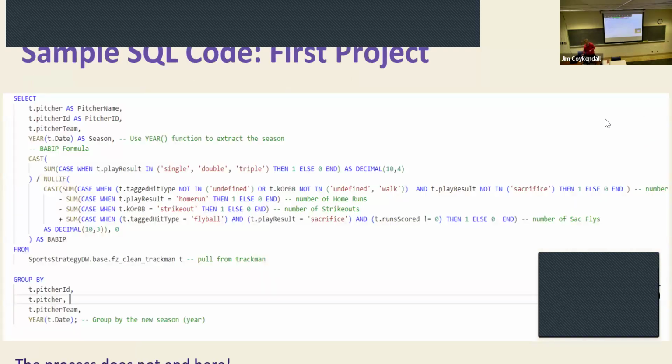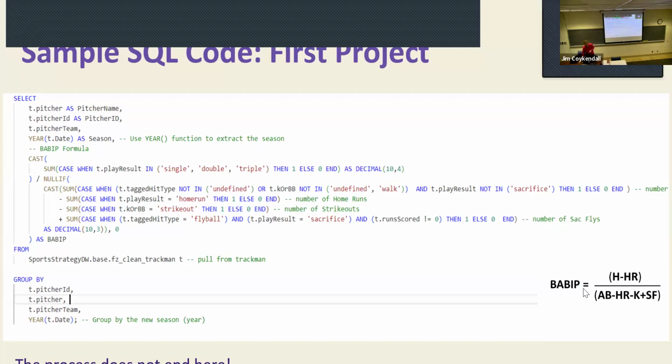And then this is an example to show you how little of a background you need in coding. This is my first project I ever worked on. This is a basic SQL script to recreate the BAPIP statistic in our database. The formula is right there. And then, like I said, I never even used SQL prior to this internship, and this is the first thing that I worked on. And obviously, it's not the most advanced stuff in the world.